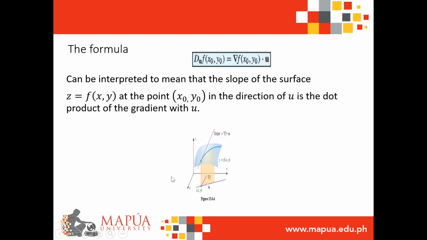So as you can see from this graph, we have here the surface defined by z equals f of x, y. Then you have here now the slope, which is tangent to the given curve.